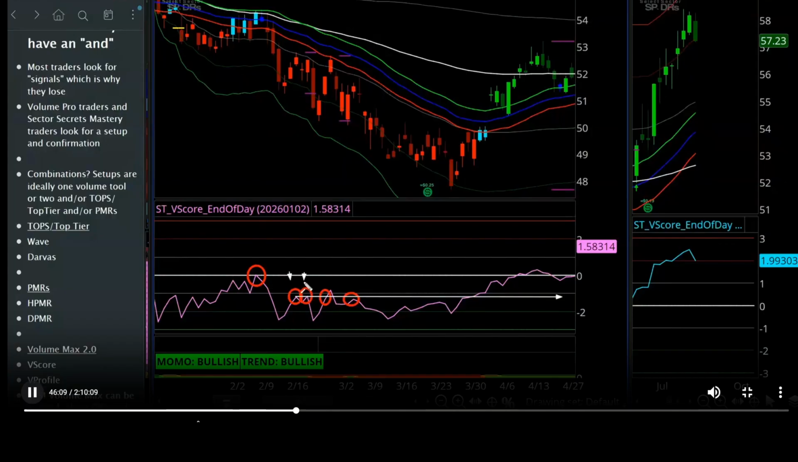So those would be 4 hits. The first one is pay attention. The next 3 would be opportunities. Why long puts or shorts? Look at the candle colors and then look at the resistance of the VScore.